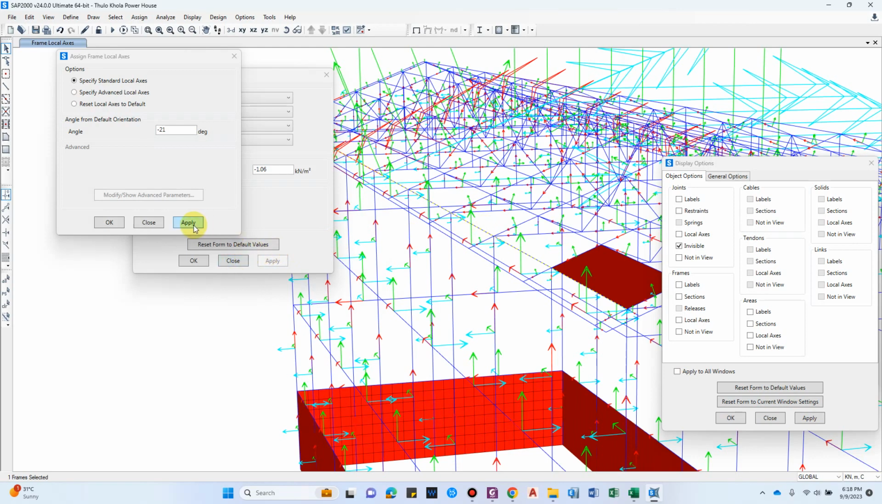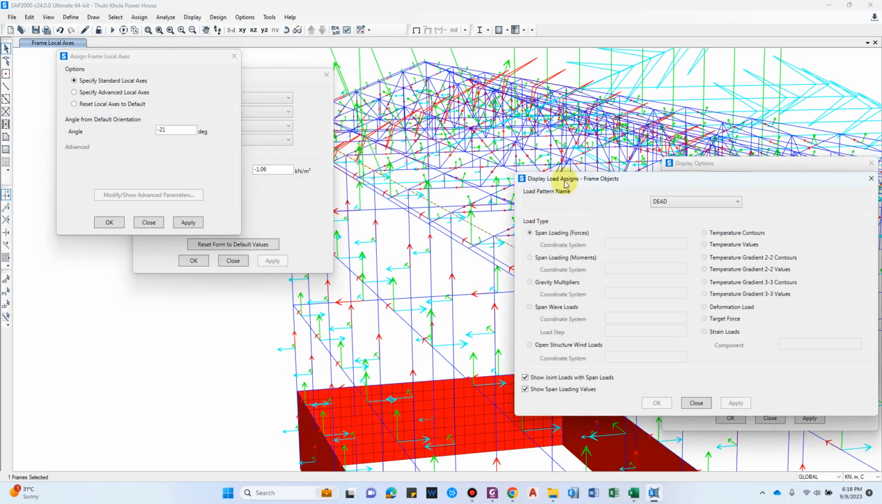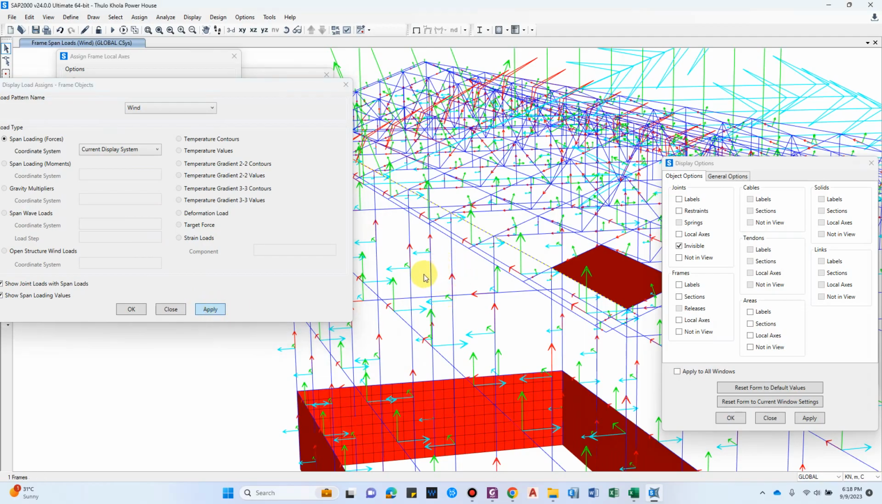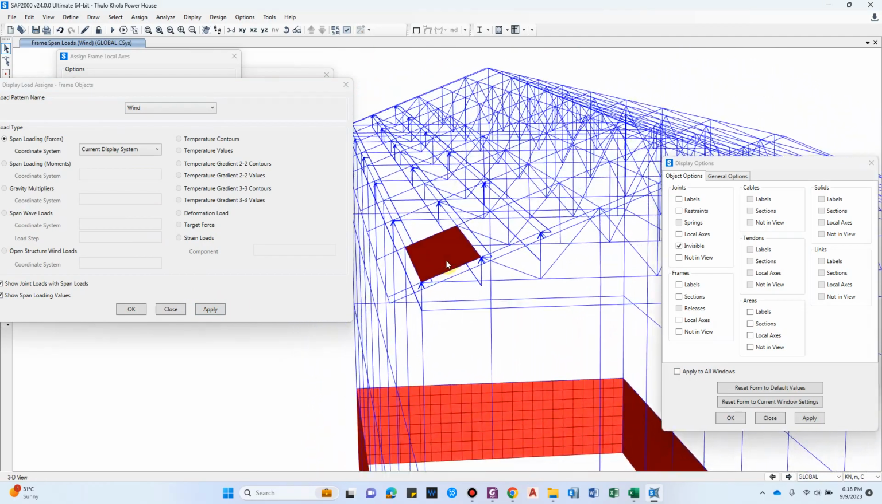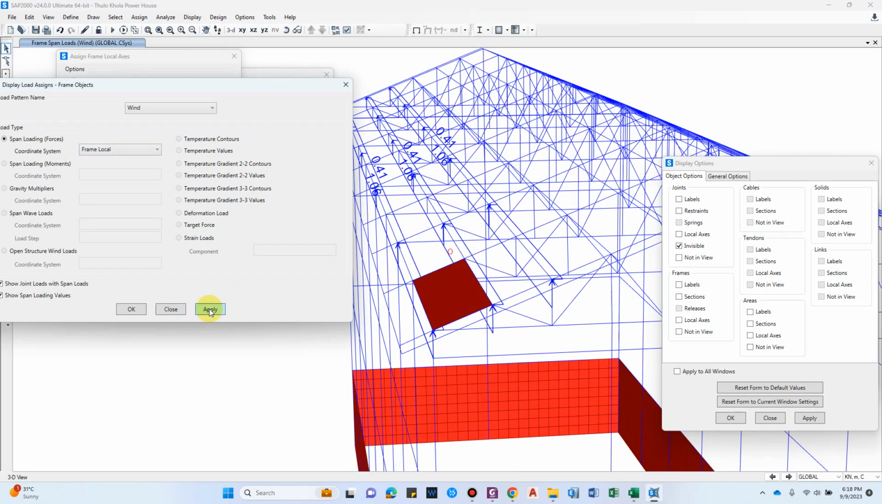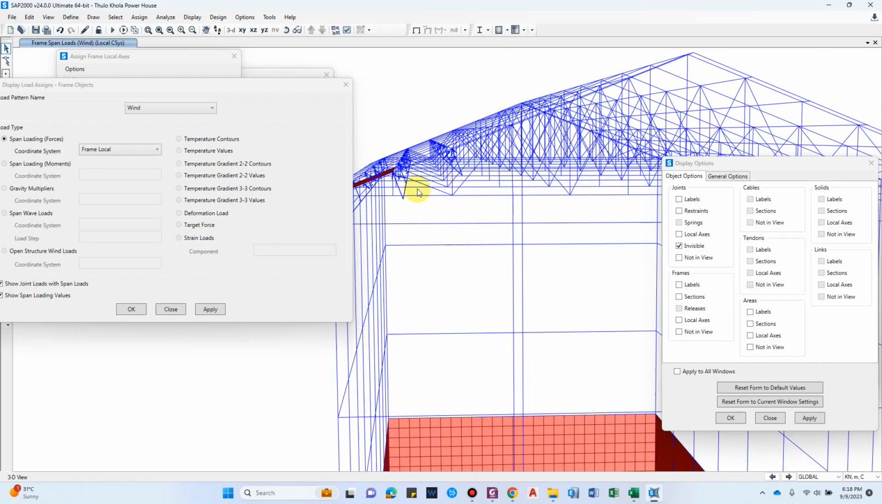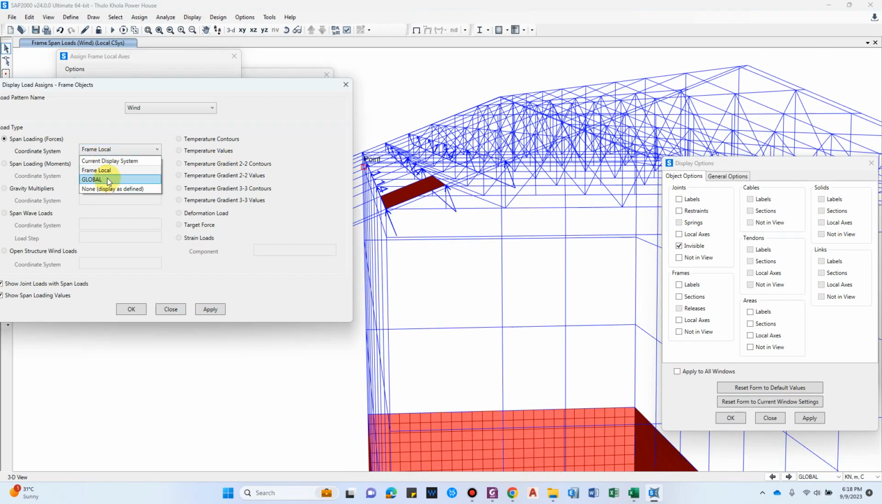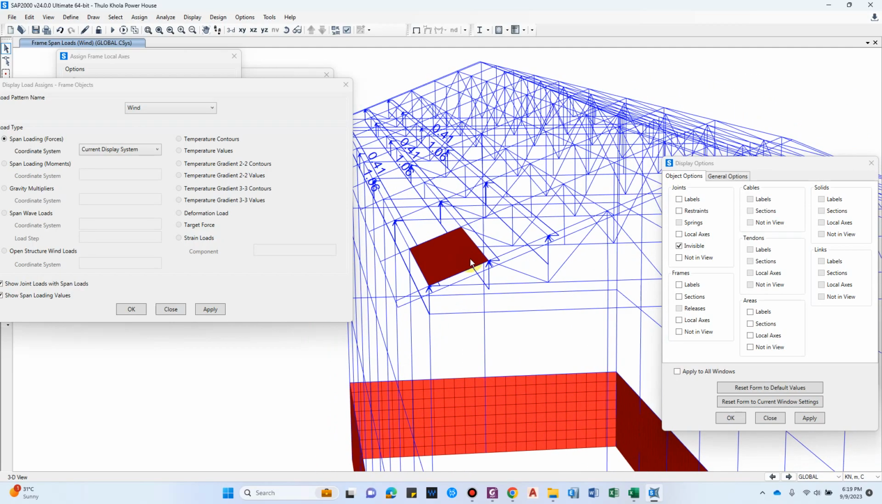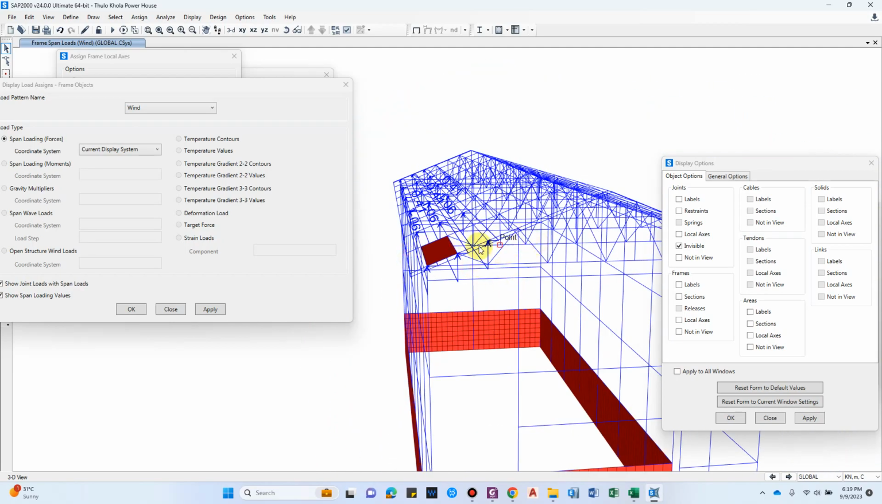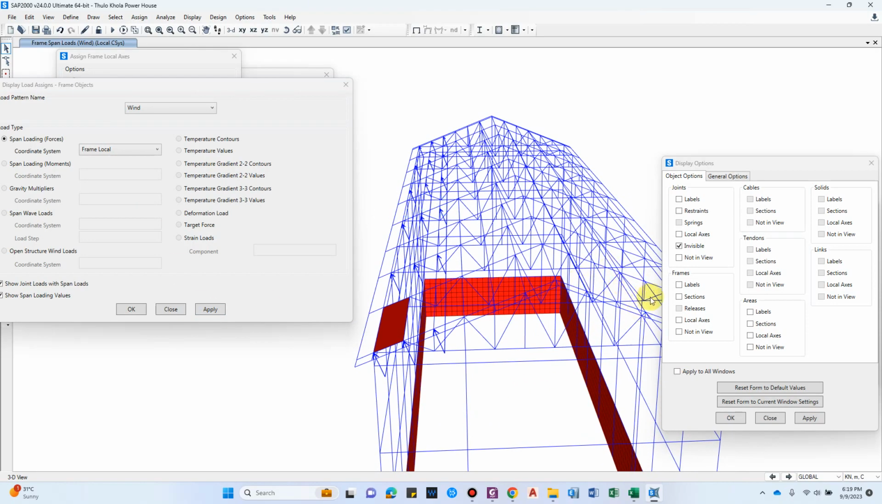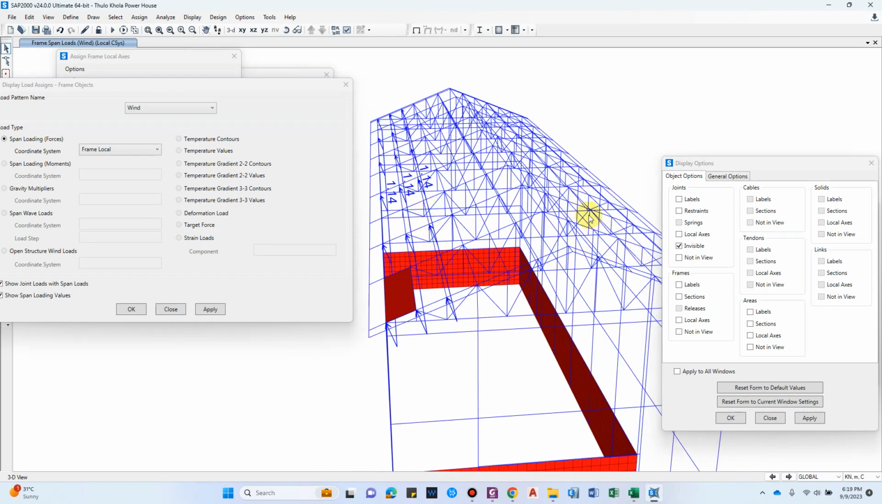Now simply select any one of these and we'll check whether it is true or not. So display, frame, wind load, frame local, apply. See, the load has been applied in this direction, and if we go with the current display system, we'll have two values, one for the horizontal and the other for the vertical. It has been resolved. So that is the case with the frame area load as well. And in this direction it will be positive 21 degrees, don't get confused. So it was negative 21, it will be positive 21 for this side.